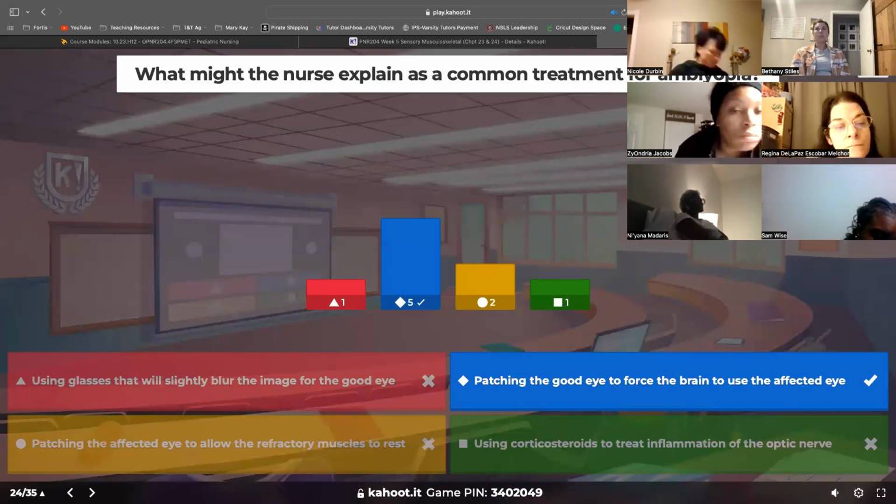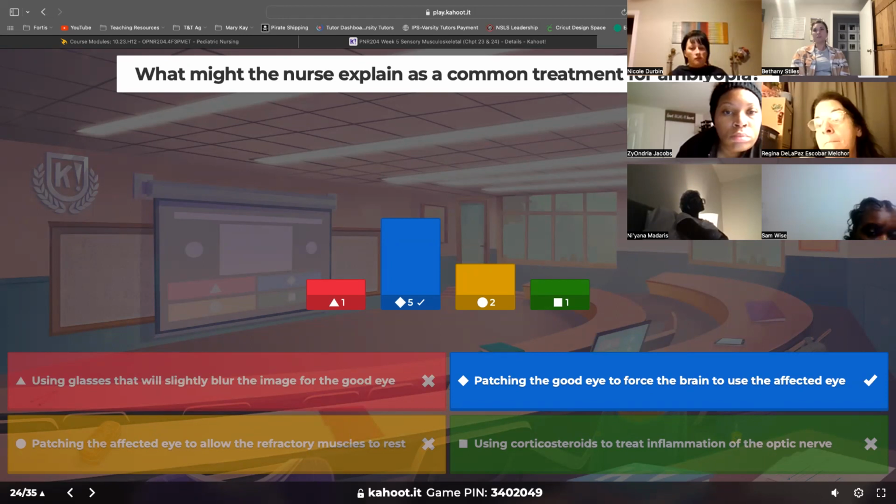Remember, strabismus and amblyopia are treated the same way. So we're going to patch the good eye to force the brain to use the affected eye.